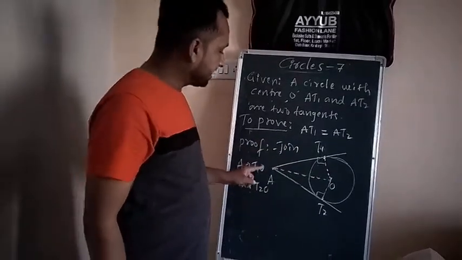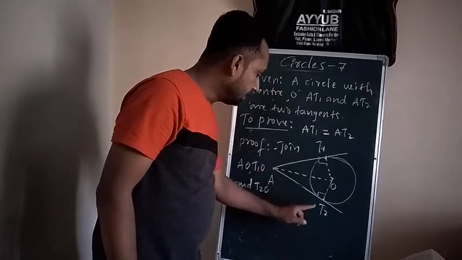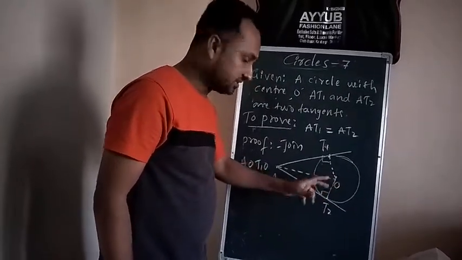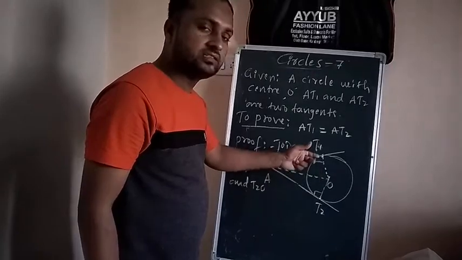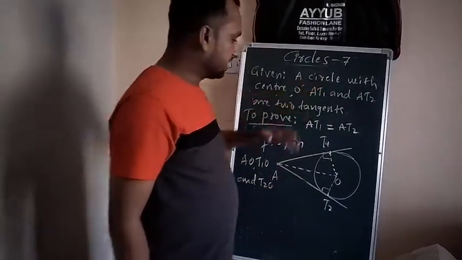What are the names of the triangles here? A T1O and one more triangle, A T2O. These are the two triangles. By taking these two triangles, you have to prove that AT1 is equal to AT2. Now we'll remove this part here.